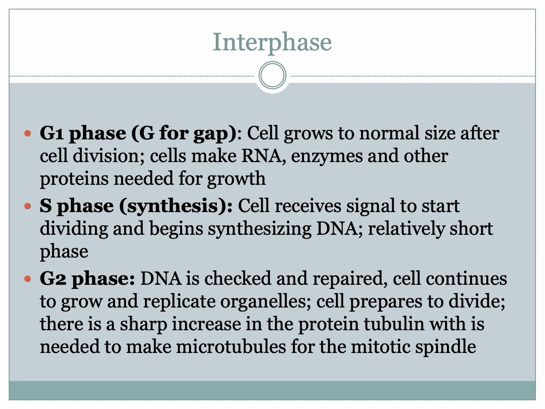And then G2, the DNA has been replicated, so now it needs to be checked. Repairs are made. The cell continues to grow and replicate the organelles. It's going to be prepared to divide. There is a sharp increase in the protein tubulin, which is needed to make microtubules for the spindle fibers that are needed during mitosis.